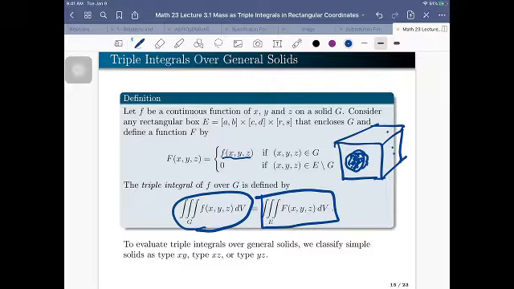To evaluate triple integrals over general solids, what we can do is classify them by whether they have this property: being of type xy, type xz, or type yz. This is reminiscent of what we've done, classifying regions as type 1 and type 2. Remember, a type 1 region has vertical boundaries, whereas a type 2 region has horizontal boundaries. So we might as well have the same concept of classification of solids.